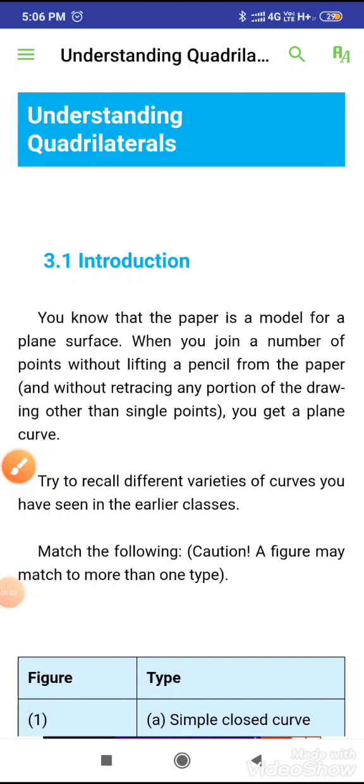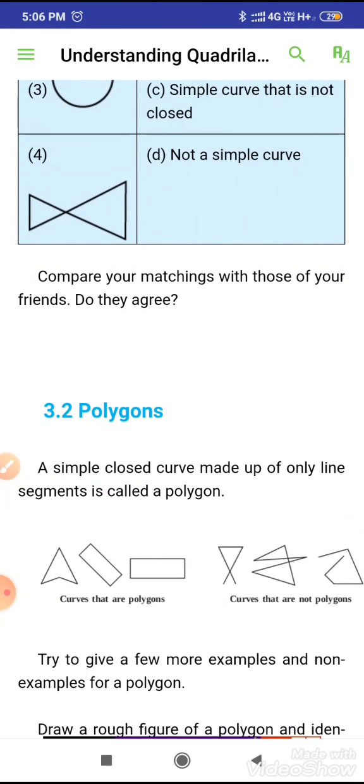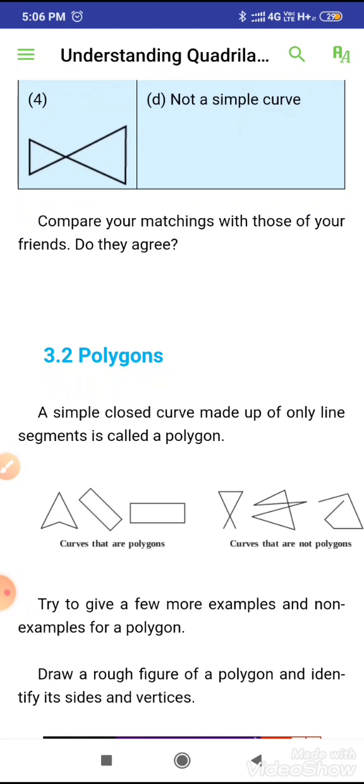Hello everyone. Today we are going to start the third chapter of class 8th, Understanding Quadrilaterals. So we start our chapter with the topic polygons. What is a polygon? A simple closed curve made up of only line segments is called a polygon.